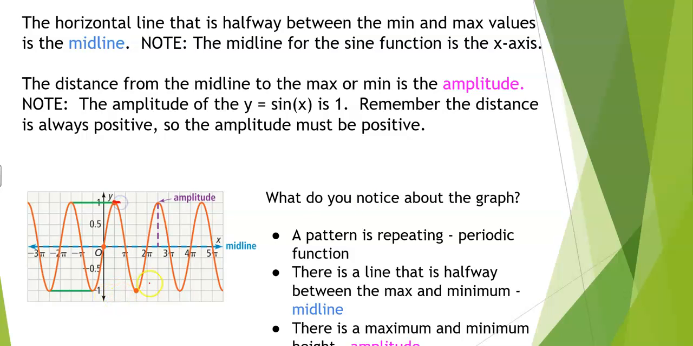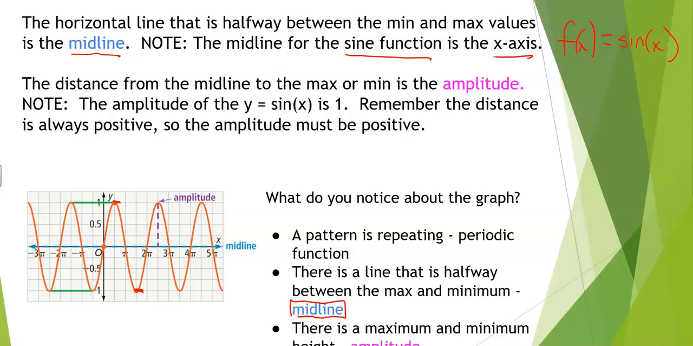Maximum and minimum, you're familiar with those already. That would be your y max and your y min. The line that's halfway between them is called the midline. So this is the horizontal line that's halfway between the min and max values. Notice the midline for the sine function is the x-axis, and notice we haven't shifted anything up or down. This is just the plain old sine function, f of x equals sine of x.